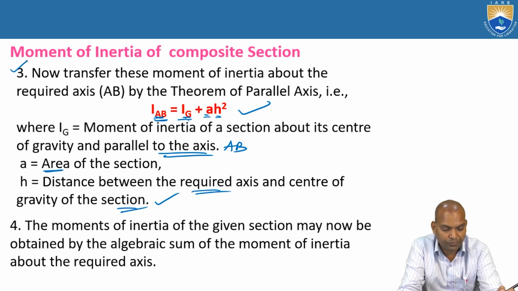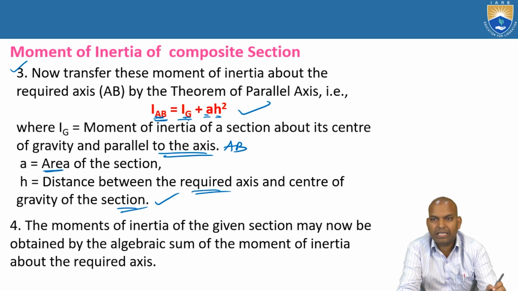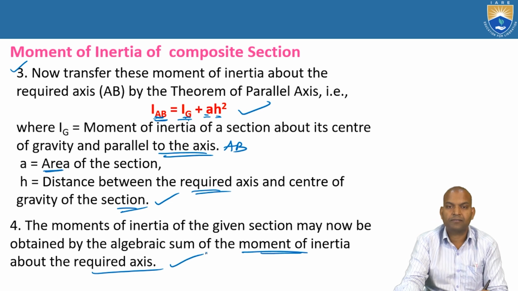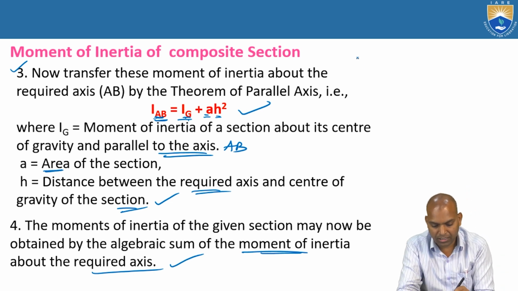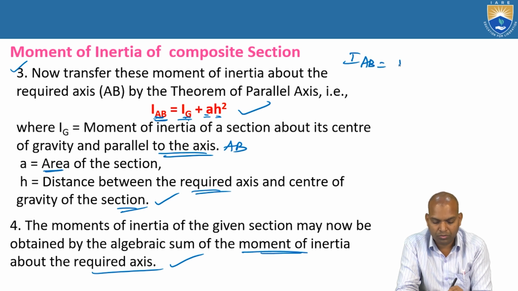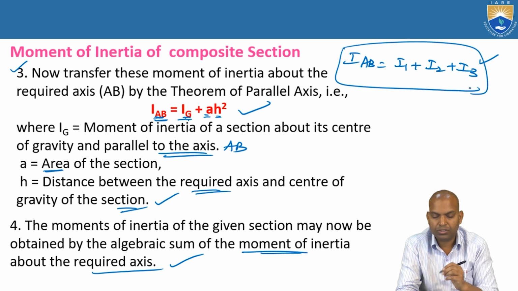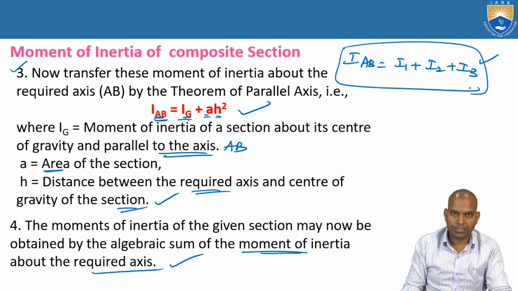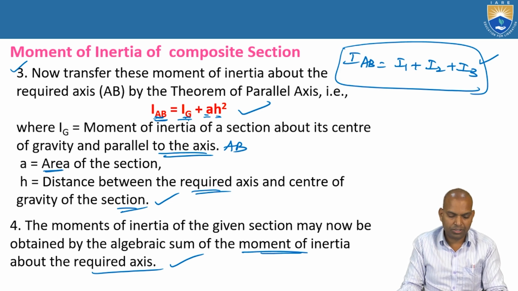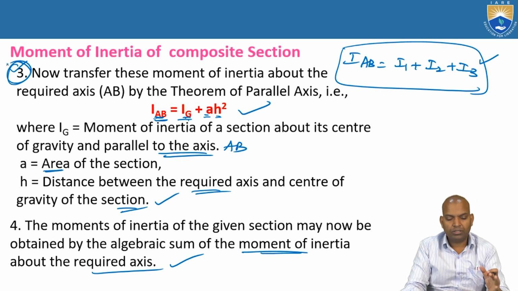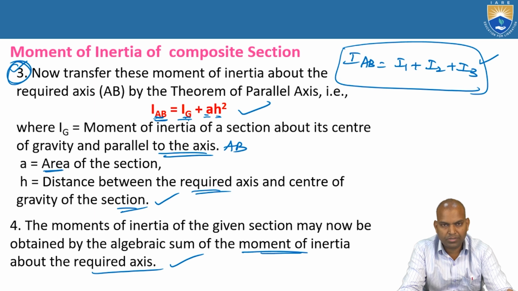The fourth part: the moment of inertia of the given section may now be obtained by the algebraic sum of the moments of inertia about the required axis. So what is that? We started here with IAB equals I1 plus I2 plus I3. This is the fourth step. The most important step in calculating the moment of inertia of a composite section is step three. If these four steps are followed, then we can easily calculate the moment of inertia of any composite section.